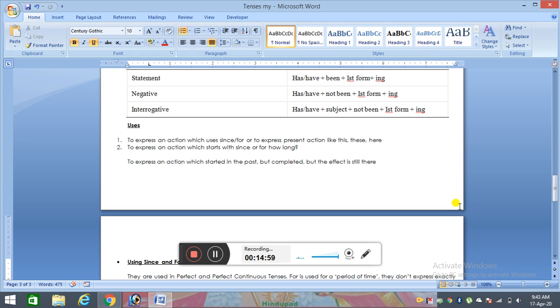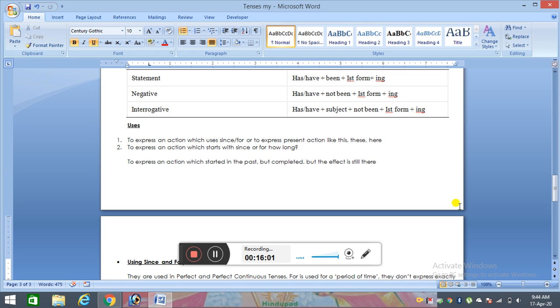How do you form those sentences? Subject plus has or have, been, plus V-ing. Negative, we just add not: has or have not been V-ing. Interrogative, this has or have comes first. So I have been teaching for 10 years. So did the action start now? No. It started 10 years back, continued all these years, and is still continuing. And now a negative, I have not been teaching. Interrogative, have you been teaching for 10 years? Here have comes first, and it's just a question.